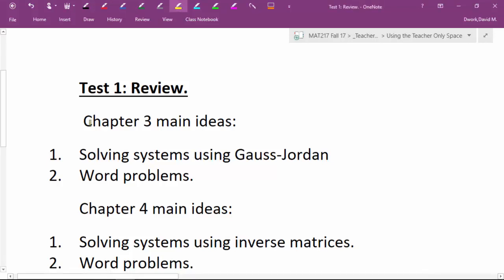Now, the first thing is I'm going to call it chapter 3, but if your book isn't chapter 3, it doesn't matter. This would be talking about the substitution technique, elimination technique, solving systems using Gauss-Jordan elimination. The main idea here, we weren't learning substitution and elimination. Those were review. The main thing you were supposed to be learning was Gauss-Jordan.